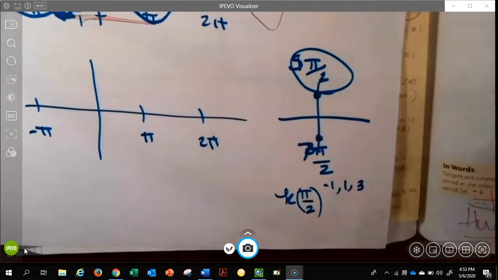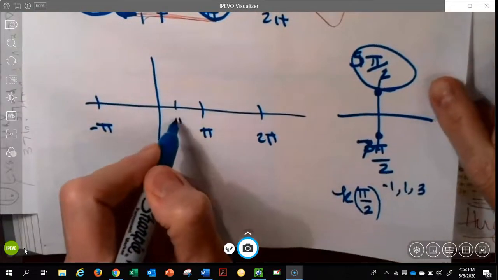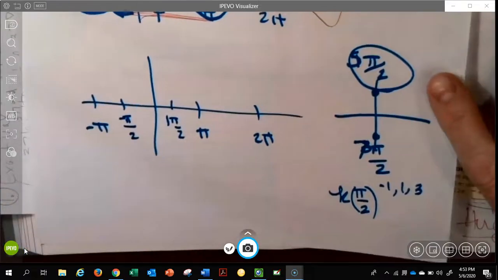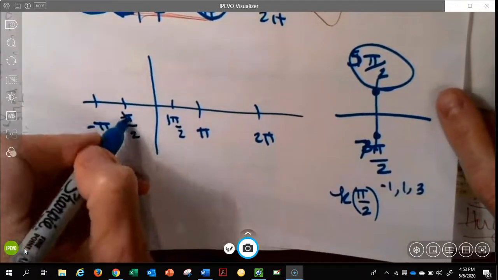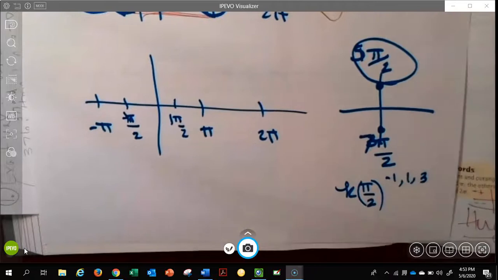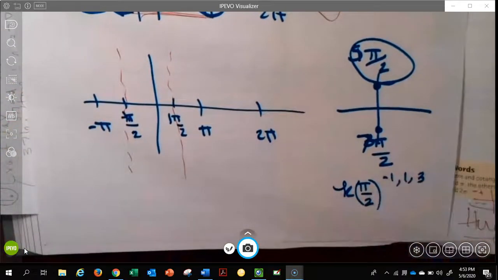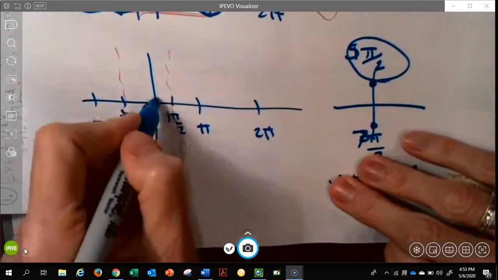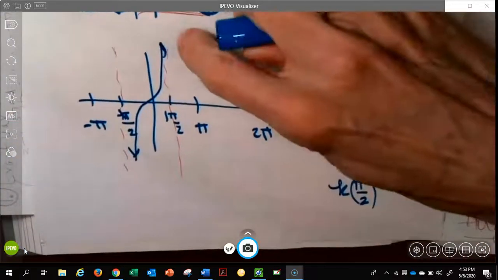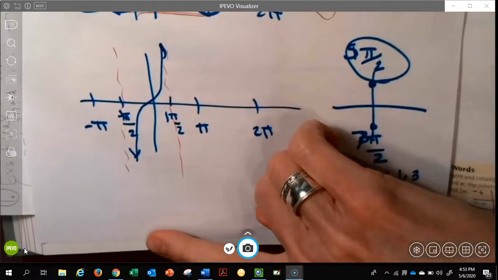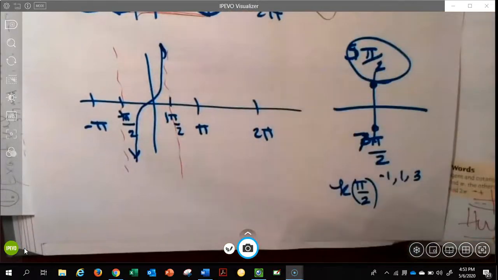Pi over 2 is what I'm going to hinge on. So when I look right here at pi over 2 and negative pi over 2, because that's a 1 pi over 2, which is an odd integer, and -1 is an odd integer, I cannot define tangent there, and it's going to be asymptotic. And we're going to see a graph of tangent where it's going to come from down at negative infinity, and it's going to head off to infinity.